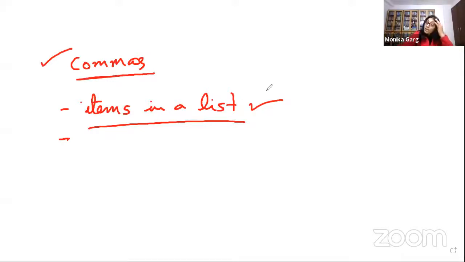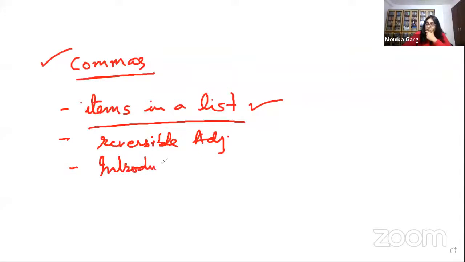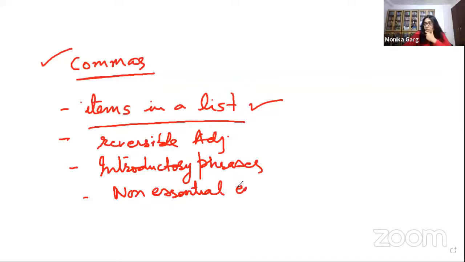So you put commas with items in a list, when the number of items is more than 2. You put commas between the reversible adjectives. You put the commas after the introductory phrases. You put the non-essential clauses in the commas. Okay, these are the common uses of the commas.